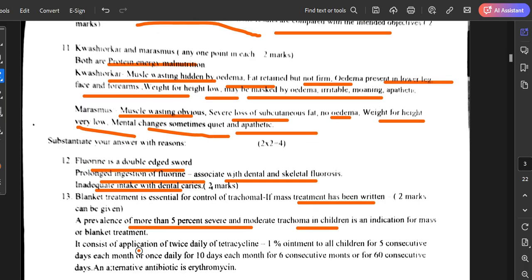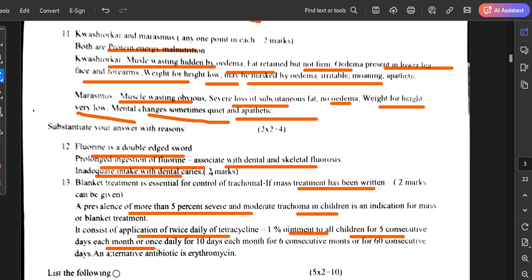It consists of application of 1% tetracycline twice daily to all children for 5 consecutive days of each month, or once daily for 10 days each month for 6 consecutive months. An alternative antibiotic is erythromycin. So for trachoma we are using 1% tetracycline ointment for all children, for 5 consecutive days each month for 6 consecutive months.